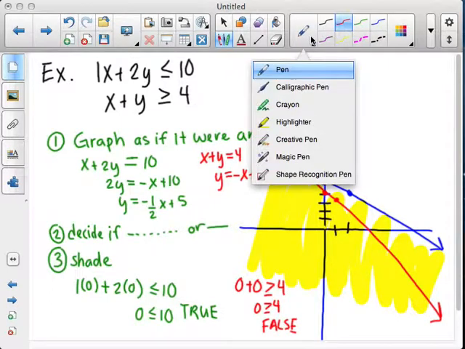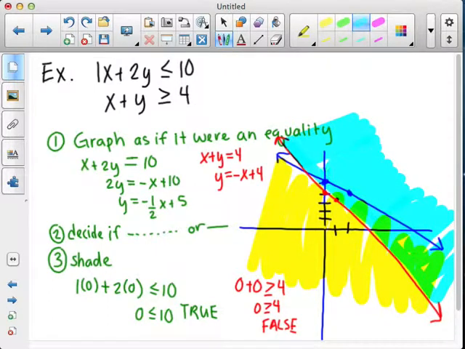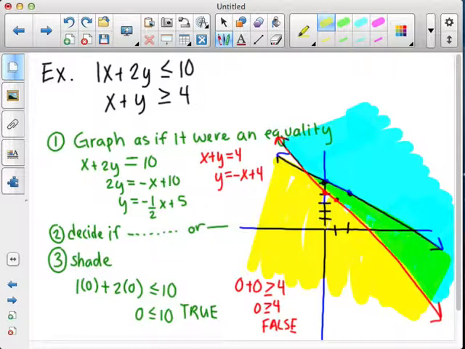So what that means is that here's my 0, 0. I want to shade the side that does not contain that point. So I'm going to shade all of this up here. Okay, all of that's shaded in. And remember that all of this part here under the blue line was shaded yellow. All of that region was shaded yellow.